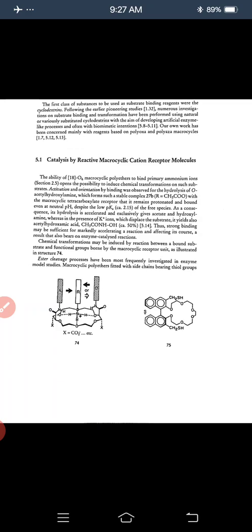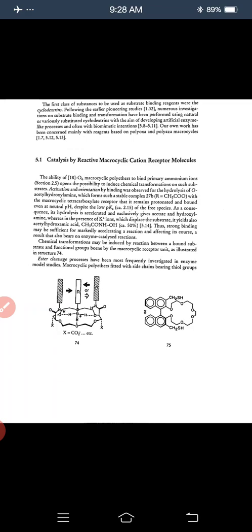of O-acetyl hydroxylamine, which forms such a stable complex 27B. Here R is acetate. With the macrocyclic tetracarboxylate receptor, it remains protonated and bound even at neutral pH, despite the low pKa of the free species. As a consequence, its hydrolysis is accelerated and exclusively gives acetate and hydroxylamine, whereas in the presence of potassium ion, which displaces the substrate, it yields also acetyl hydroxamic acid.